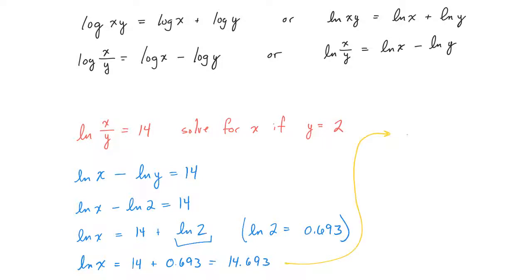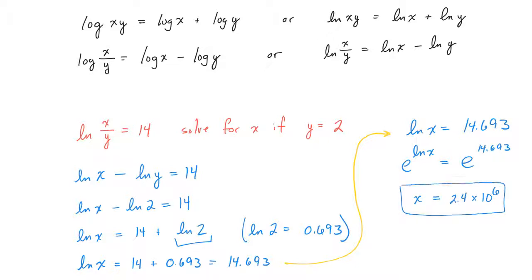To finish it up, natural log of x is equal to 14.693, and so what we're going to do is take the inverse natural log of both sides, so e to the natural log of x equals e to the 14.693. E to the natural log of x that you see here is just going to be x. So we can bring that x down, and then we'll use our calculator to get a number for this. So the value we get is 2.4 times 10 to the 6th.